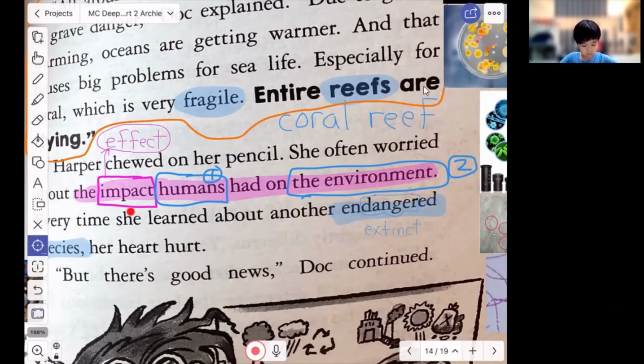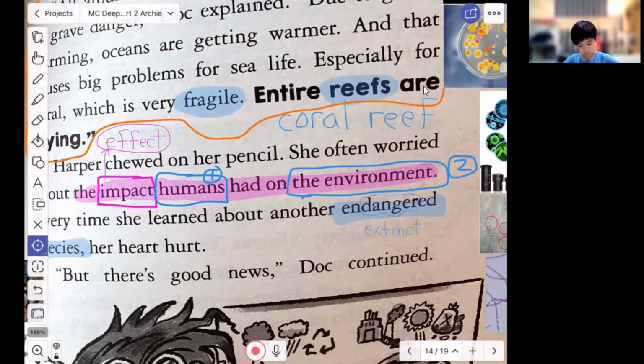Impact, this word impact means to have an effect on. So she's talking about how humans, that's people, can have an effect on the environment. That means people can do things that cause the environment to change. The environment is the place where we live, the place where animals live. It's the earth. And when people do things, it can have an effect on the environment.